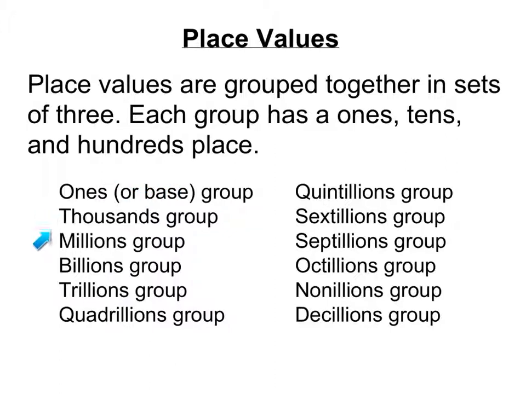Then we have the millions, the billions, the trillions, the quadrillions, the quintillions, sextillions, septillions, octillions, nonillions, and then finally the decillions. If we put all of these together, each group has 3 place values, so that's a total of 36 places that we can name based on these 12 groups.